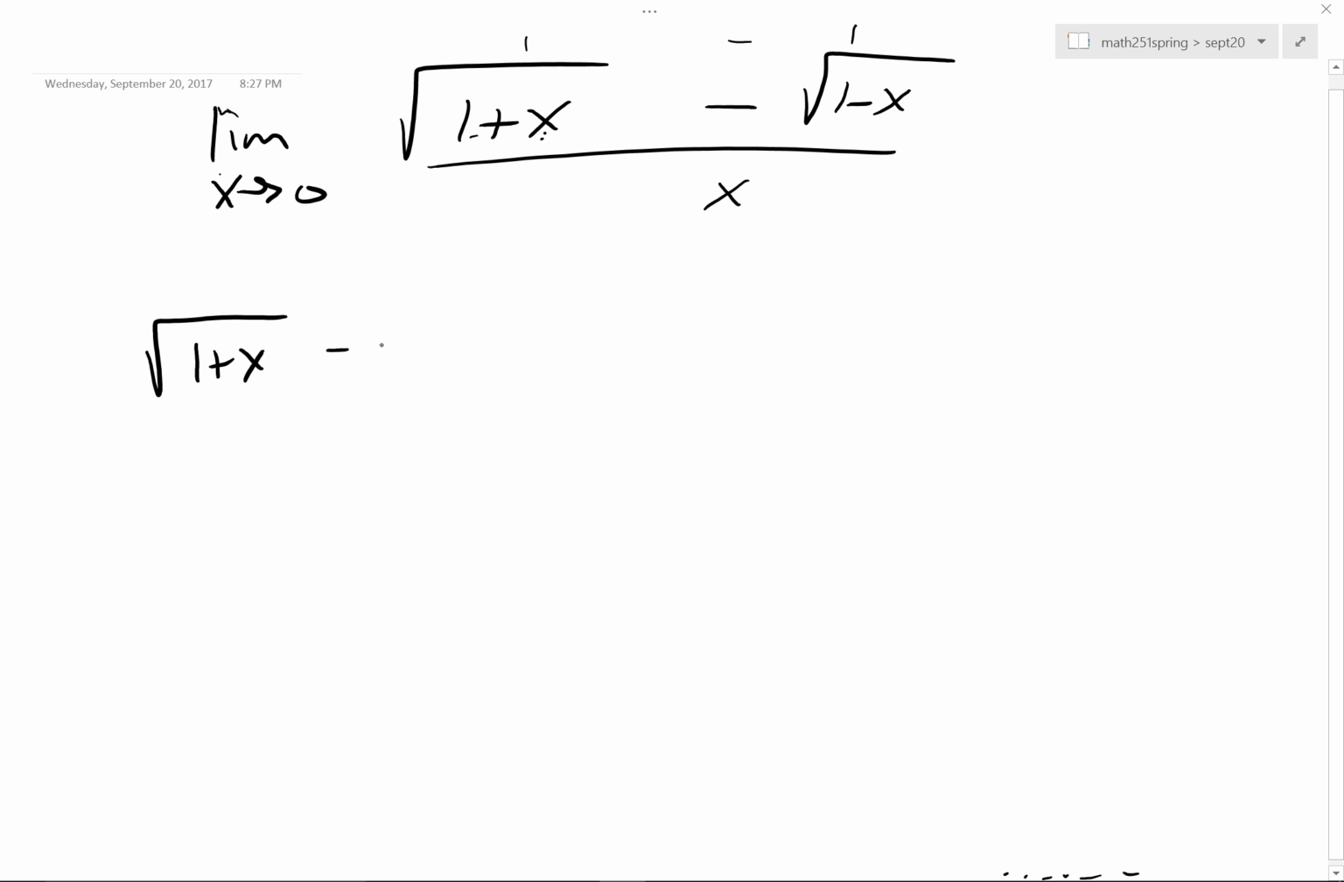I'm just going to move it over here so it's a little more conducive to the next step. Whenever you see a square root in a limit situation, and you don't want 0 over 0, what you want to do is multiply by the conjugate.